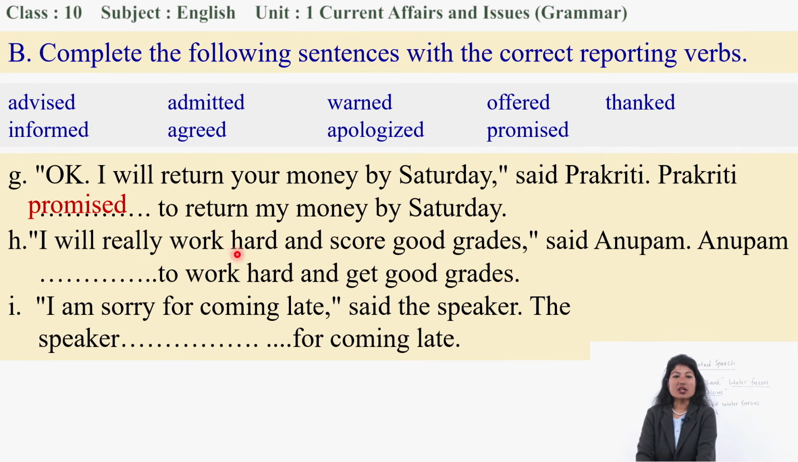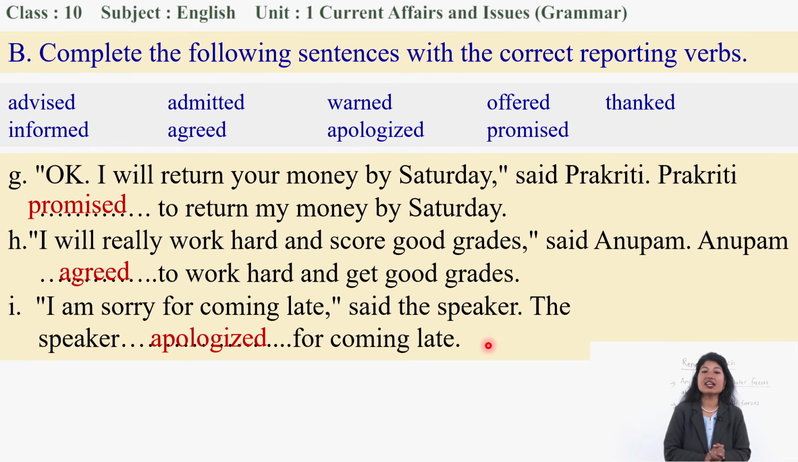Next, I will really work hard and score good grades, said Anupam. So what did Anupam do? Anupam agreed. Yes, Anupam agreed to work hard and get good grades. I'm sorry for coming late. Saying sorry is what? We have already discussed. Yes, apologized. The speaker apologized for coming late. Okay, this is the end of the activities given in grammar I.